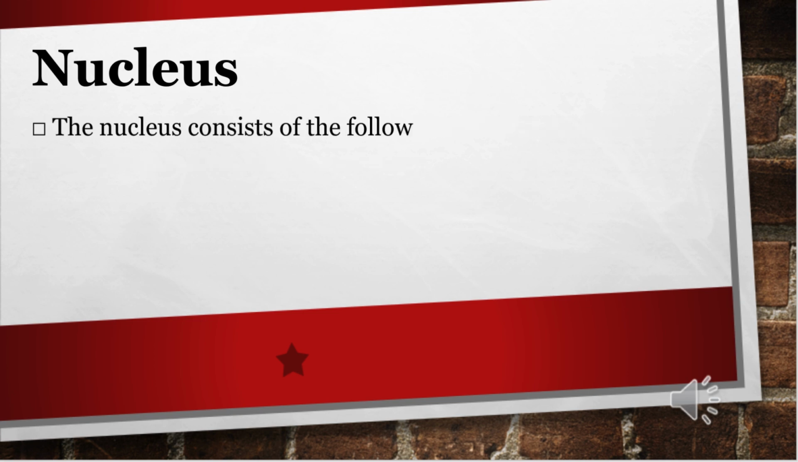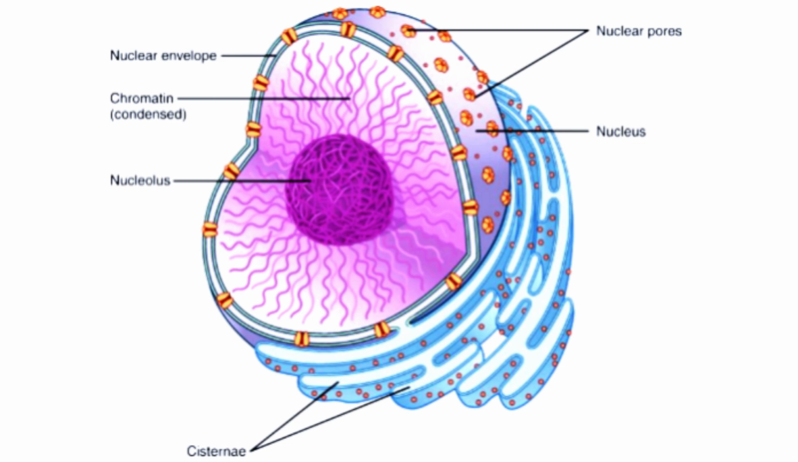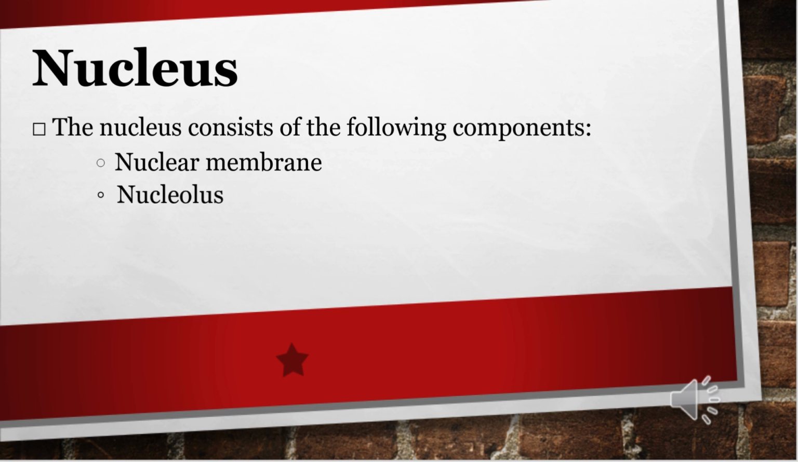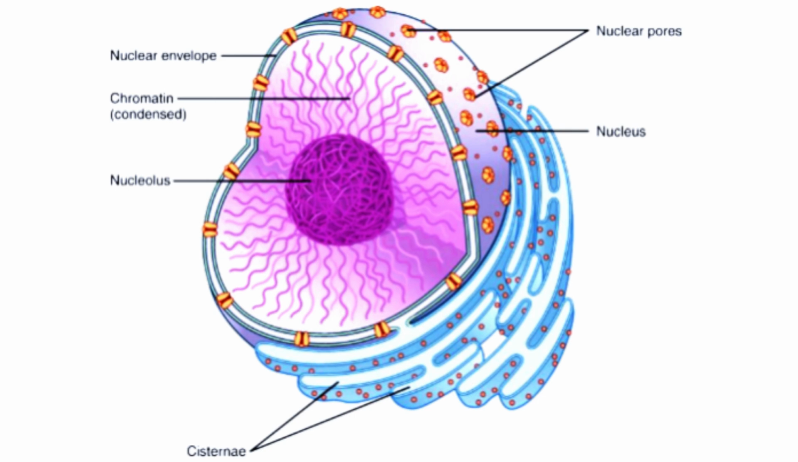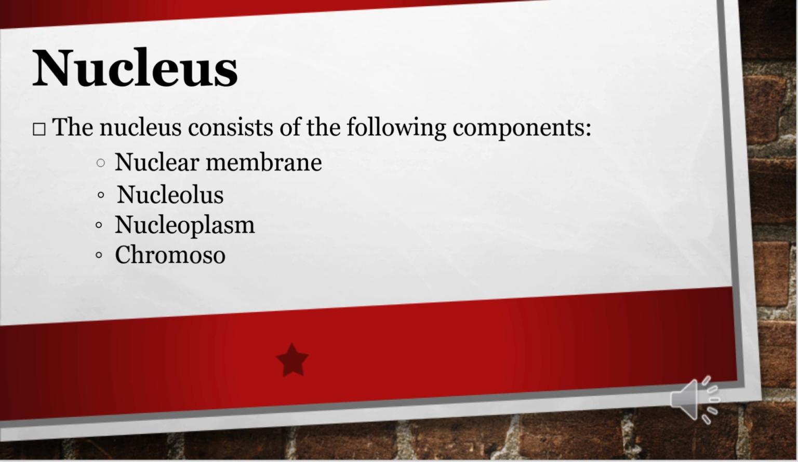The nucleus consists of the following components: the nuclear membrane, which encloses the nucleus and regulates the movement of materials; the nucleolus, responsible for ribosome production; the nucleoplasm, a semi-fluid substance inside the nucleus; and the chromosomes, which carry the genetic material in the form of DNA.